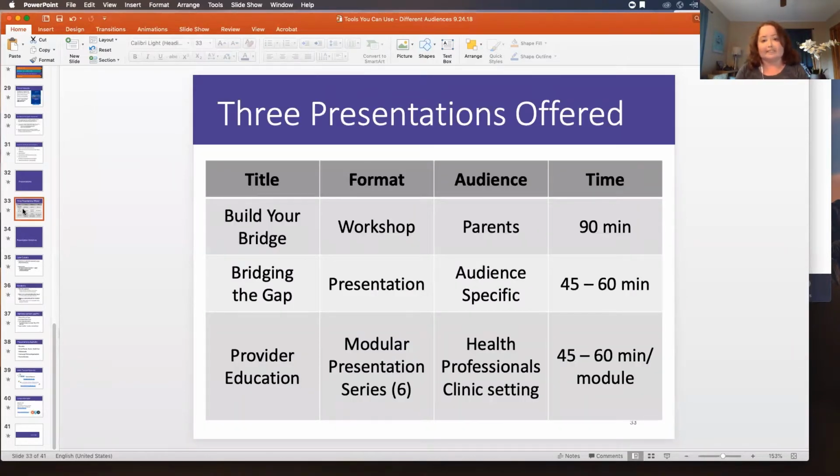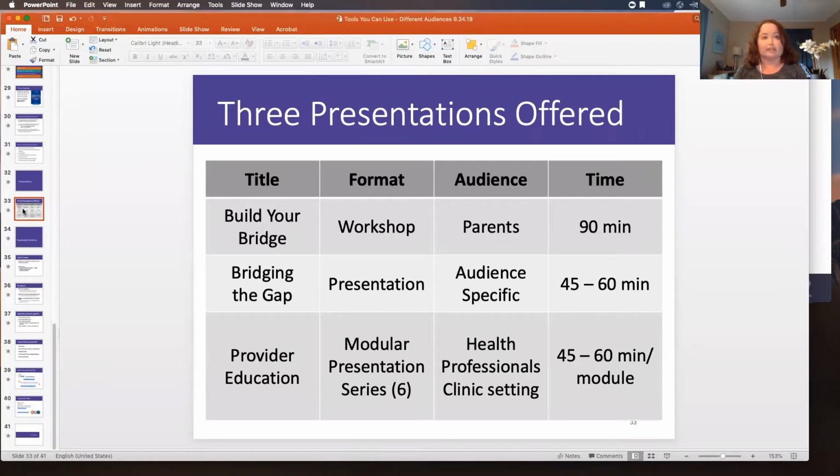Here are the 3 presentations that we do offer currently. It's the Build Your Bridge, which is that workshop. It's 90 minutes. It's for parents or adult allies or supports of the individual who would be making that transition. Youth are welcome to attend, but it typically is for parents thinking about how to start involving your child in the transition process.